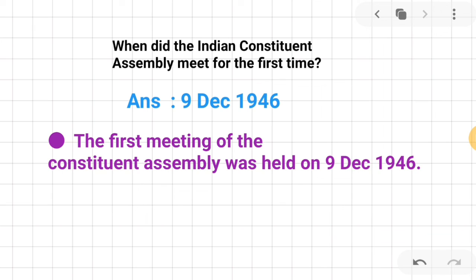So friends, these were the 15 important MCQs which are very important for your upcoming examination.